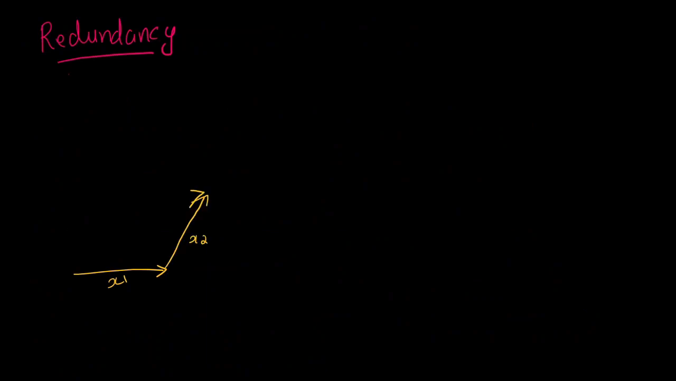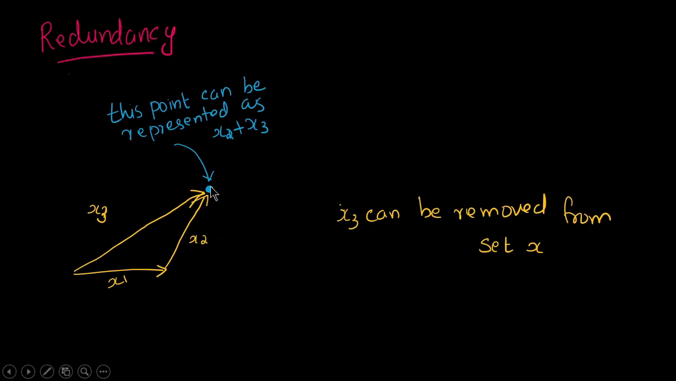And redundancy is, for example, given like this: x1, x2, two vectors are there. And how to represent this one? This x3 is actually representing x1 plus x2. So to represent this vector, in order to represent that vector, we can use x1 and x2. x3 is not necessary there. So I can represent this vector in terms of x1 and x2. This point can be represented as x2 plus x1, and this x3 is totally unnecessary.